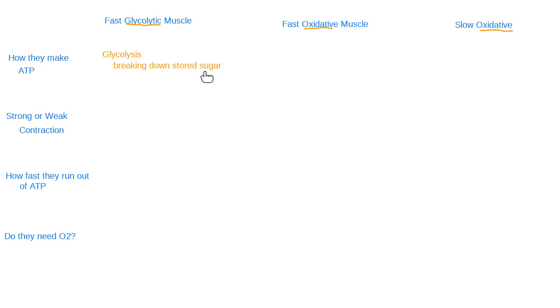So fast glycolytic muscle breaks down stored sugar. Glycolytic means we use glycolysis. We're using that stored sugar. When we talk about oxidative, does anyone remember where ATP came from if we have an oxidative type of muscle tissue?